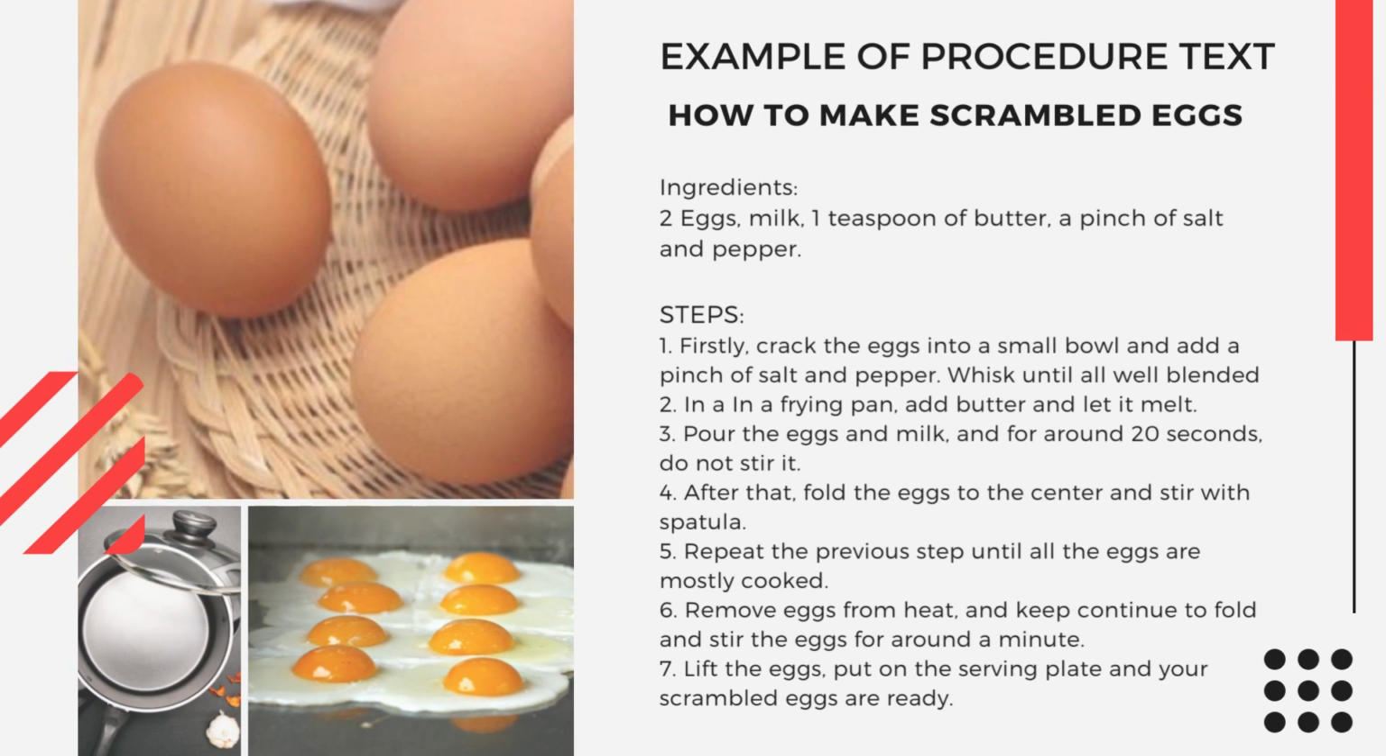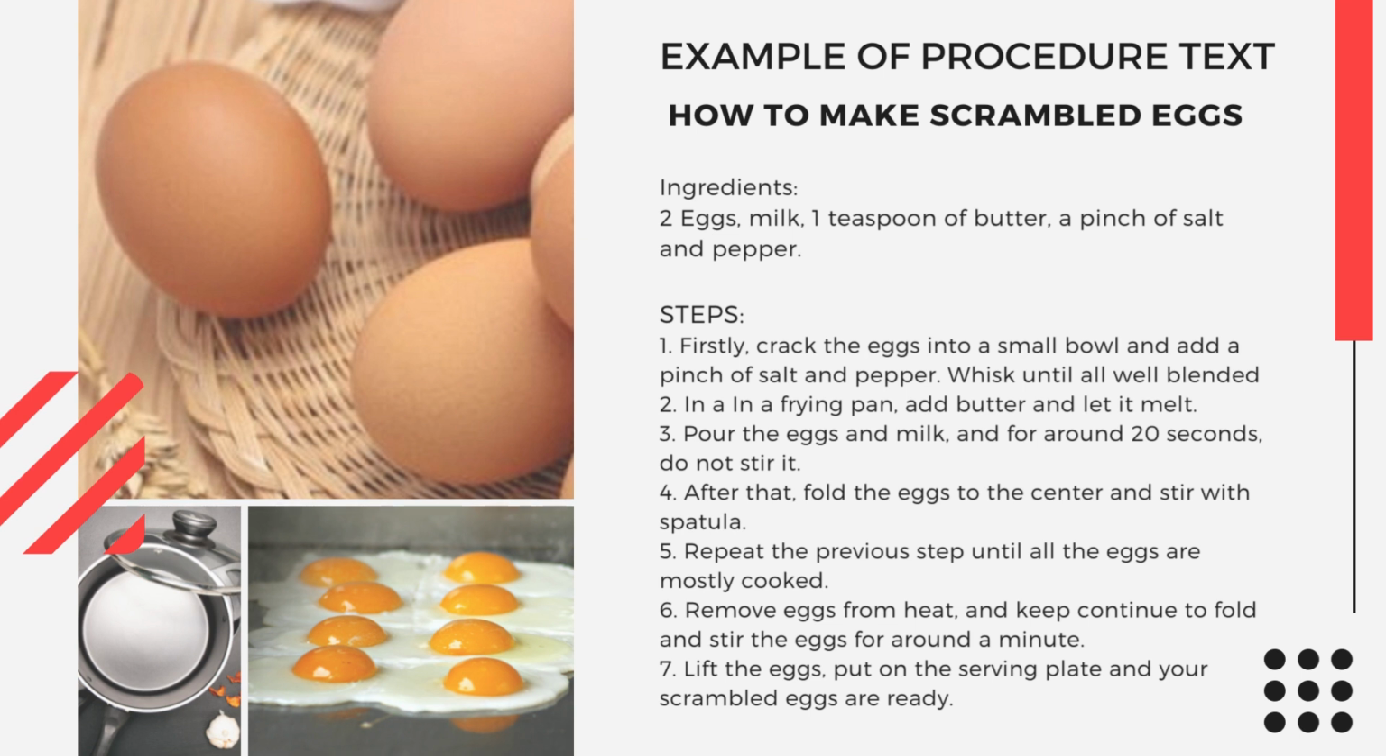Now we reach the example of procedure text. How to make scrambled eggs. Ingredients: 2 eggs, milk, 1 teaspoon of butter, a pinch of salt and pepper. Step by step to make it. Firstly, crack the eggs into a small bowl and add a pinch of salt and pepper. Whisk until all well blended.